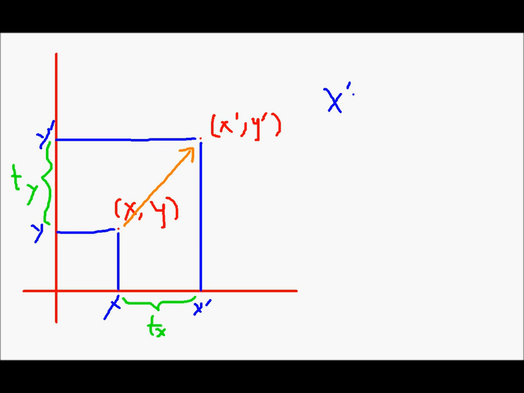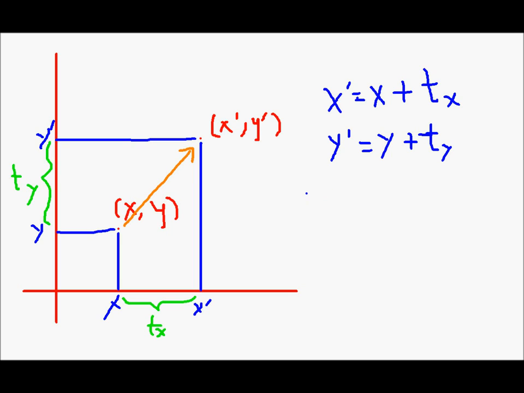Our new x dash is the old x plus the translation factor for x, that is tx, and our new y, that is y dash, is our old y plus the translation factor for y, that is ty.